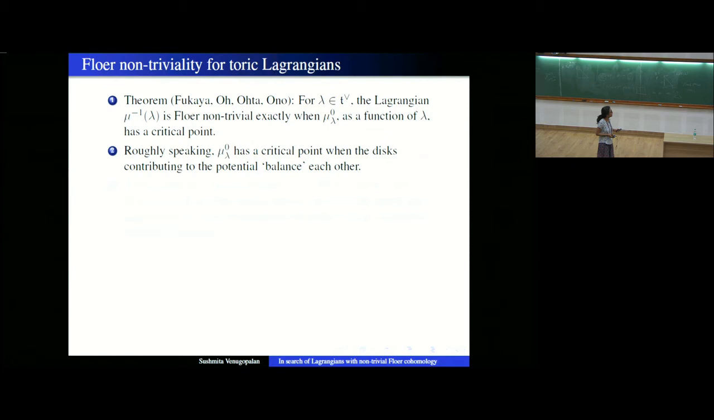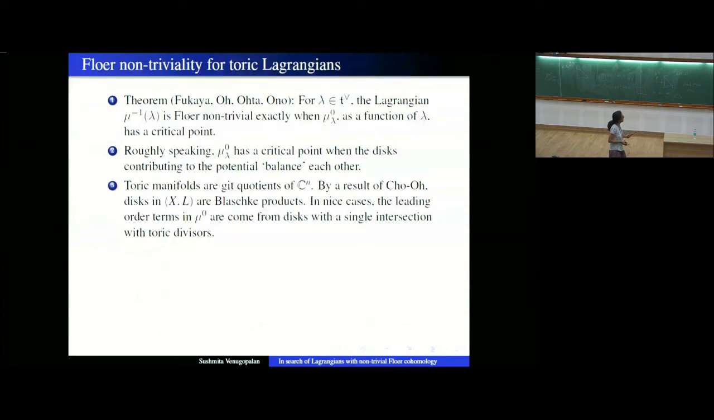So lambda tells you which Lagrangian it is. So if you're looking at the lambda Lagrangian fiber, and you look at the mu naught in its A infinity algebra, as a function of lambda, this should have a critical point. Okay, so geometrically, what this roughly means is that you get these critical points when the disks, so remember that mu naught is a count of disks, when these disks balance each other. So I'll give you a few examples to make it clear what I'm saying.